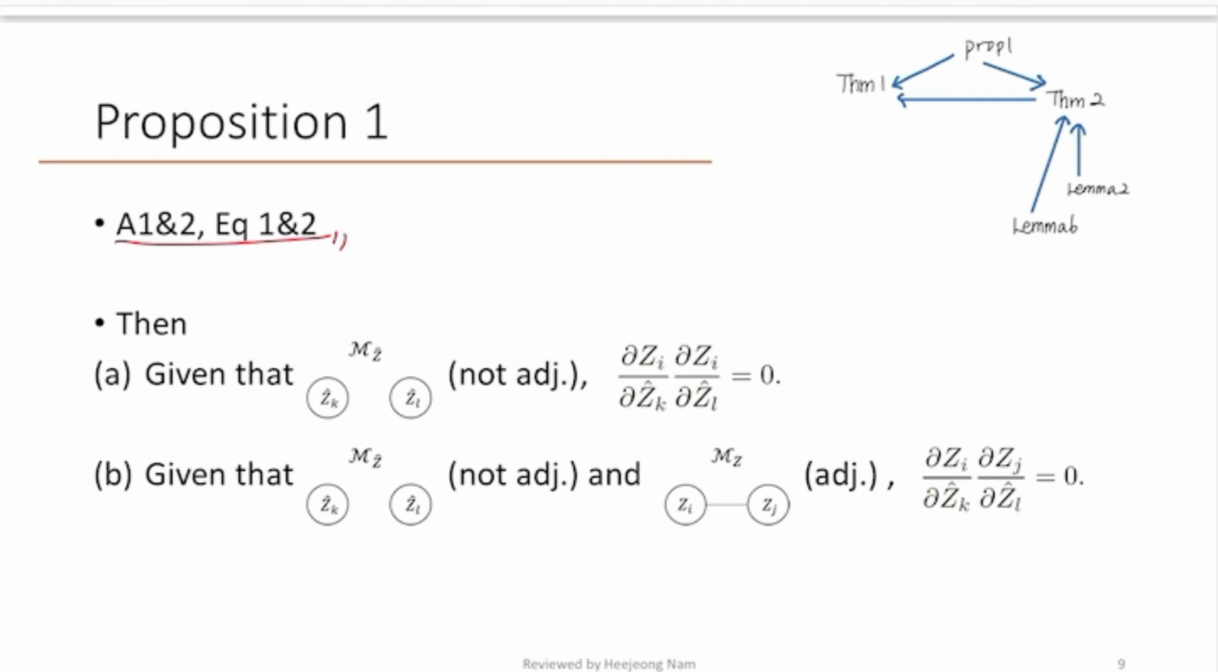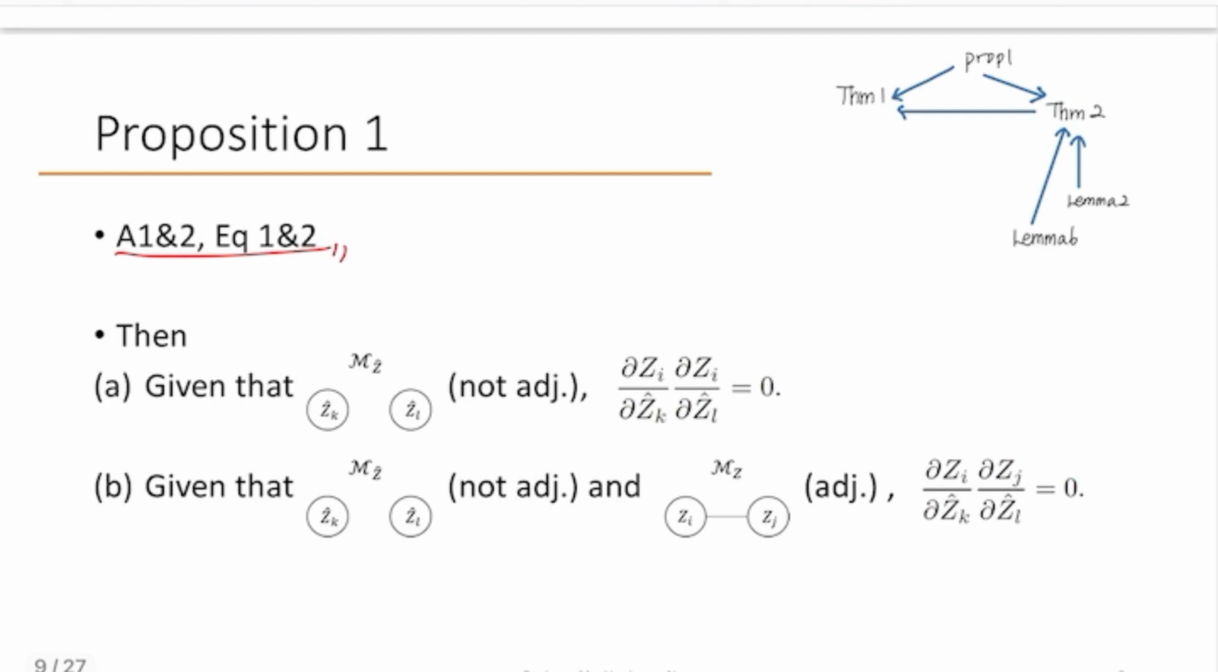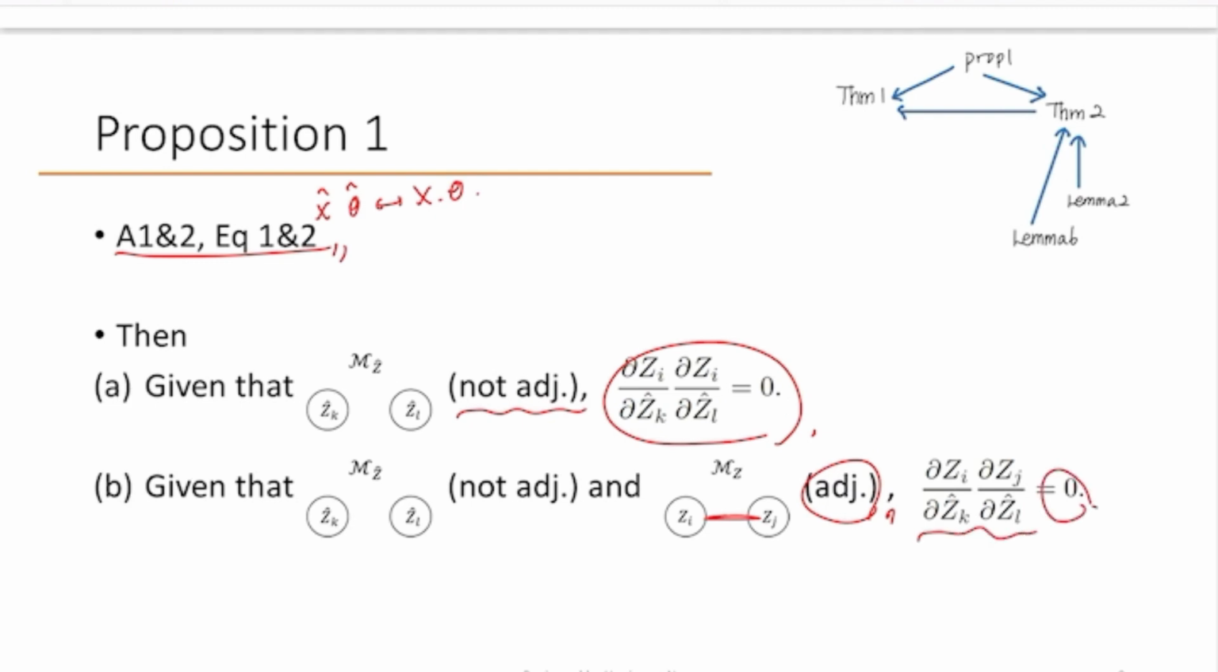Okay, the first one, proposition 1, assumes assumptions 1 and 2, and we suppose that our data generating process follows equation 1, and we can learn x hat and zeta hat that match the distribution of theta. Then, given that zk hat and zl hat are not adjacent, the following equation is equal to 0. And also given that zk hat and zl hat are not adjacent, if zi and zj are adjacent in the true Markov network, this equation is equal to 0.